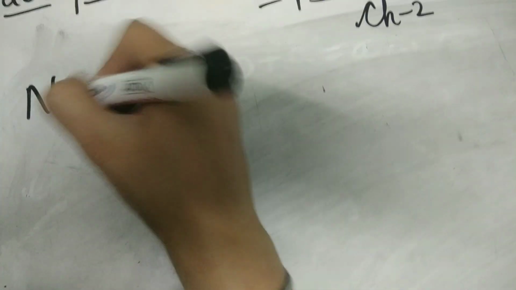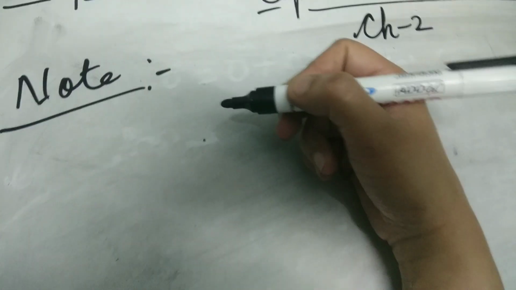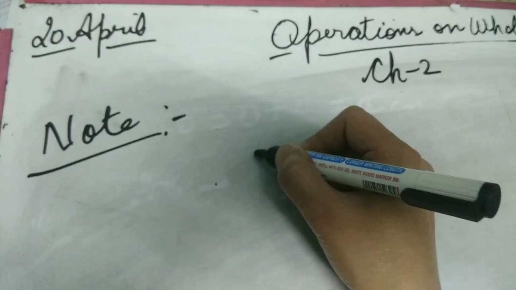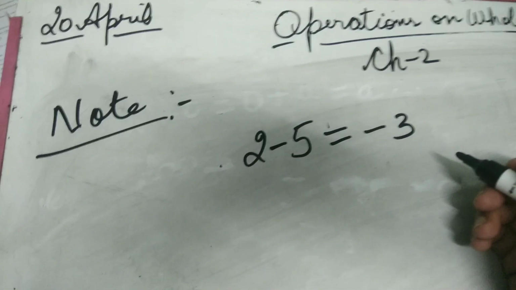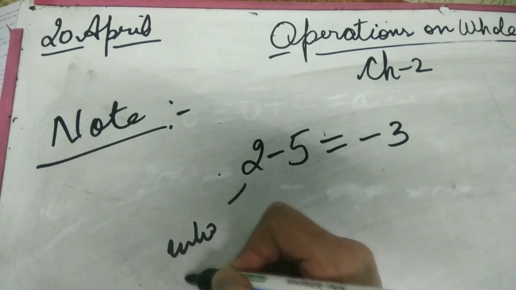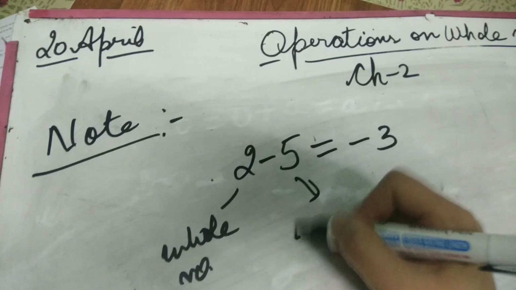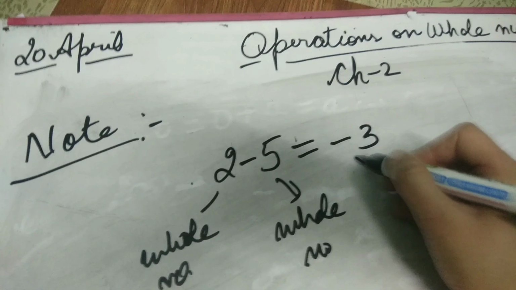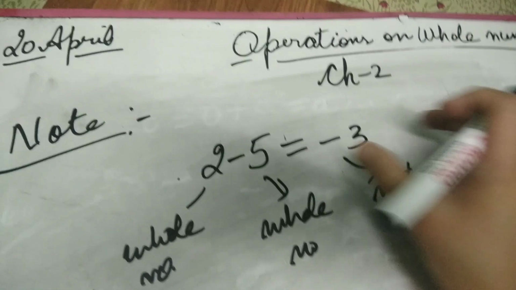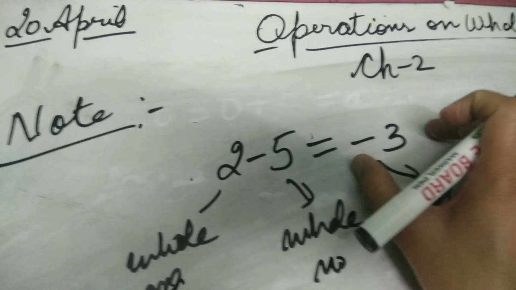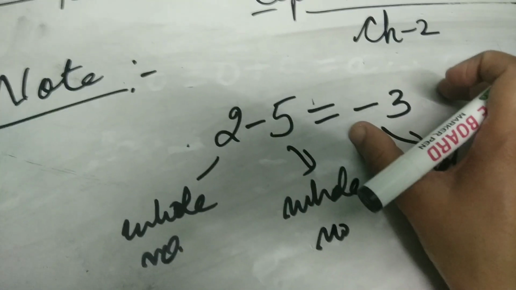If you see here for subtraction, under the note you can read these things, okay? The difference of 2 whole numbers is not necessarily a whole number. For example, if I subtract 2 minus 5, what do I get? It is minus 3. This is again a whole number, but this is not a whole number. This is an integer, a negative integer. So I hope this point is clear.